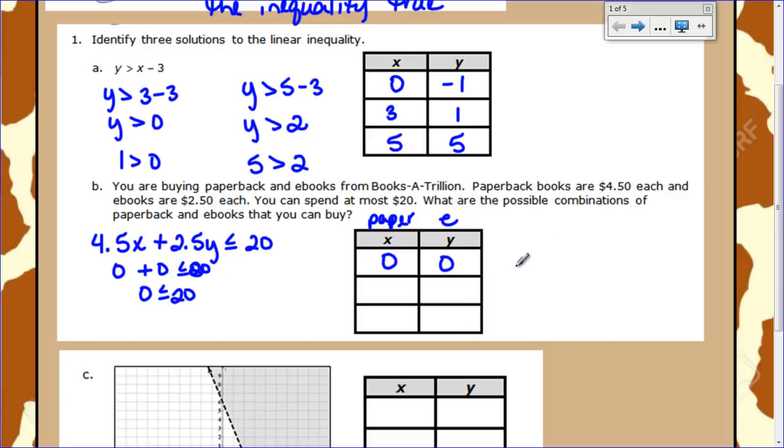So now let's say that I bought one paperback book and 3 ebooks. I'm just picking numbers. So let's see if that keeps me less than or equal to 20. I'm just going to pick up my calculator and do that math. 4.5 times 1 plus 2.5 times 3. That gives me $12. So if I buy that many of the stuff, then 12 is definitely less than or equal to 20. That is definitely going to be a solution.